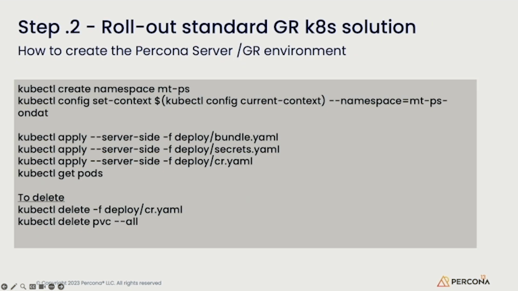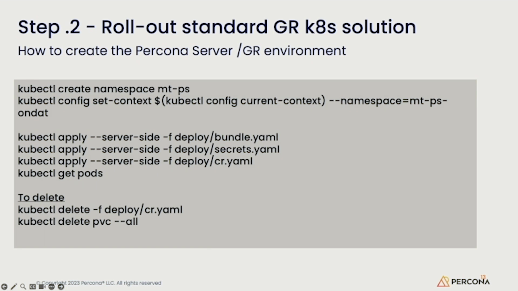Now, I have my cr.yaml file. What I have to do is use kubectl to create the environment. So I created the namespace, and then I chose that as the default namespace. Then I start to apply the different files in order to build the environment. And it's very simple, because you just do kubectl apply server-side with the bundle, which will create all the resources that our service will use. Then the secrets that contain all the passwords that will be encrypted, and everything is there. And then finally, you apply the cr.yaml file with all the instructions that I mentioned about the different variables and so on.